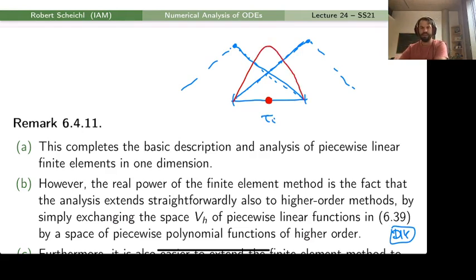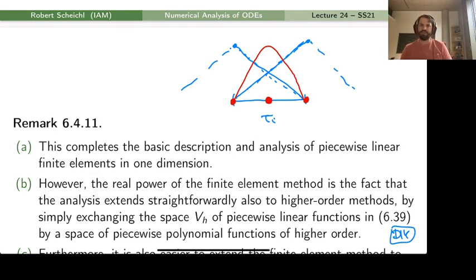So this function has support only on the interval tau I, and you have a quadratic function on that interval, and that gives you the basis for the quadratic. So you have functions here, here, and here. So that would be the hierarchical basis. There is a basis of 3 quadratic functions as well.